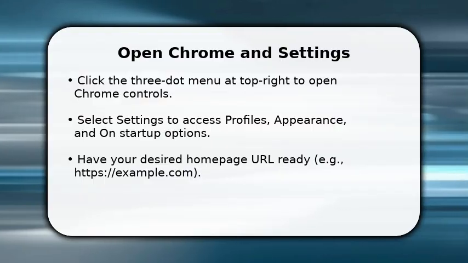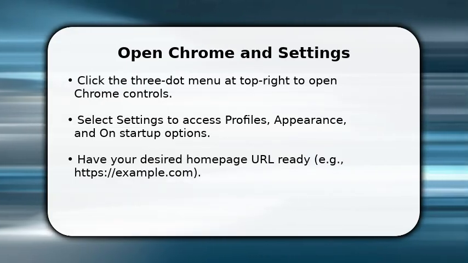You start by opening Chrome and going to the three-dot menu at the top right. This gets you straight into controls. Click Settings and focus on Profiles and Appearance because the homepage option lives there.